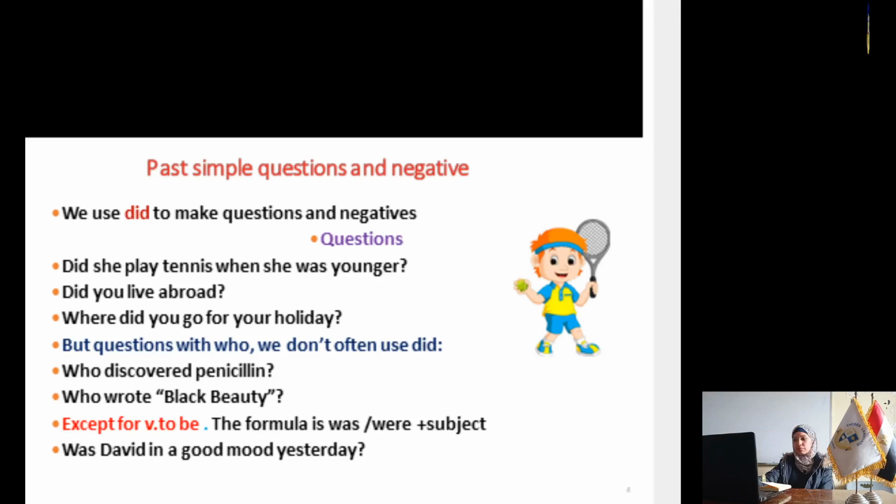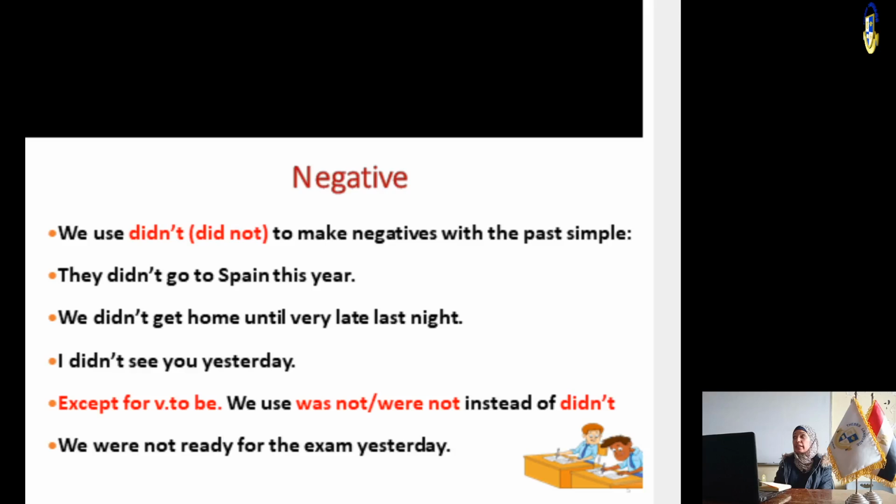Now guys, we have finished slide 4 and let's move on to slide 5. We will talk now about the negative form, how we can form a negative in past simple. We use didn't or did not to make negatives with the past simple. For example, you can say, they didn't play, they didn't go to Spain this year.